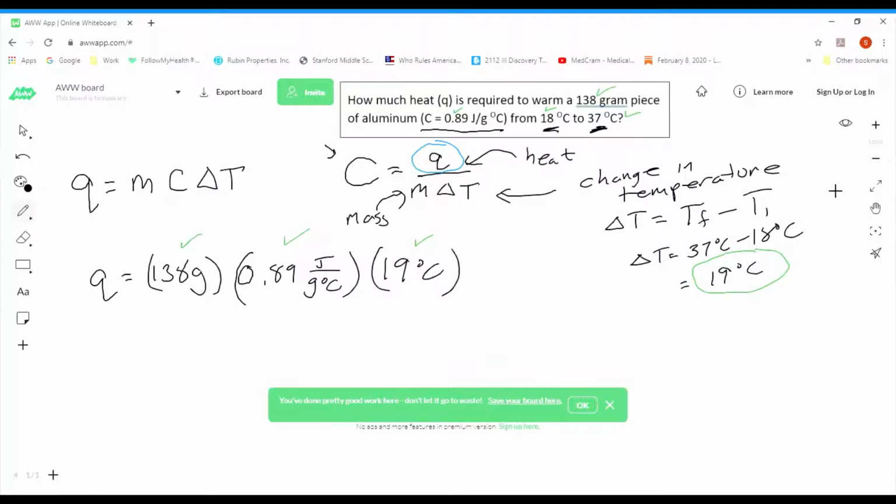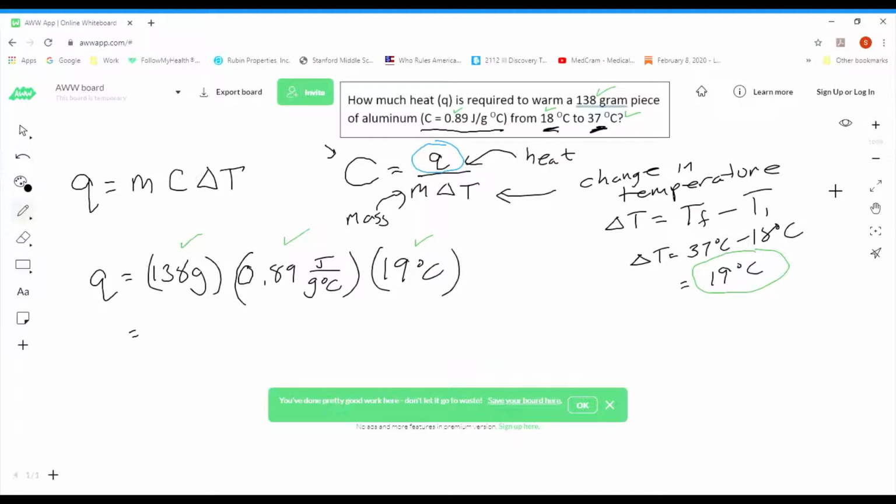Okay, 138 times 0.89. Now I'm going to get my calculator out and calculate this. 138 times 0.89 times 19 is going to give me 2,334.